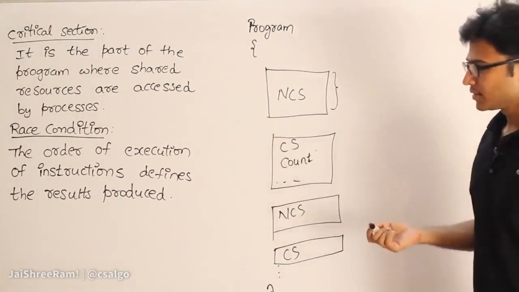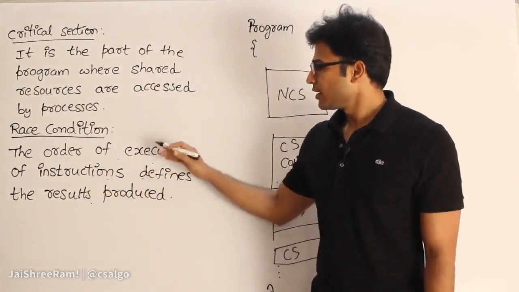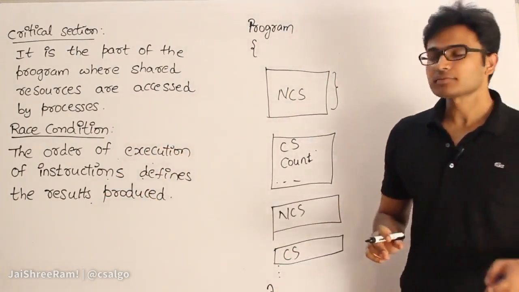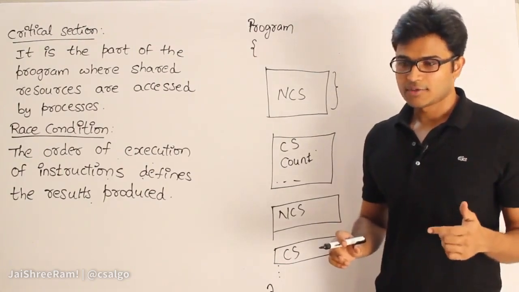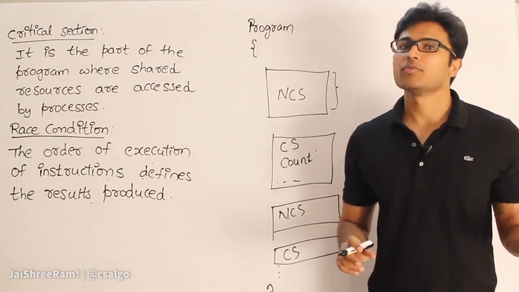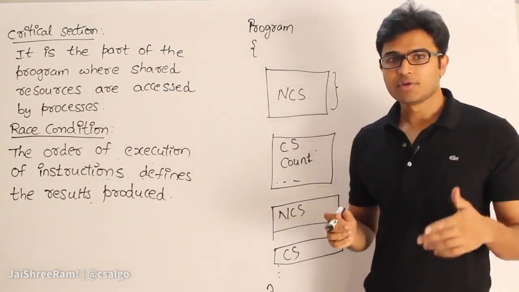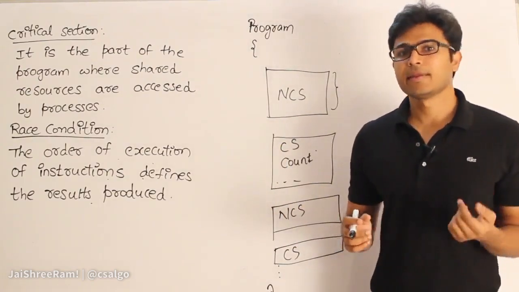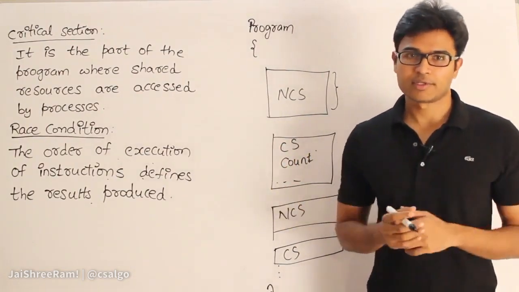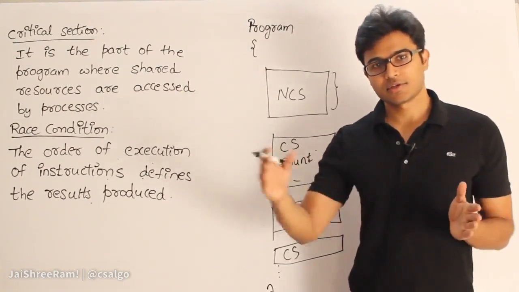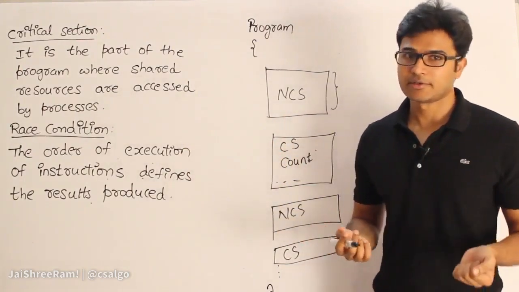So what is race condition? See this. The order of execution of instructions defines the results produced. It is also asked in GATE. The question is like this: what is race condition? Or they ask this: if the speed of the processes defines the output produced. Speed of the process means which process finishes first, right? If the speed of the process defines the output produced, then it is called as race condition. I told you in the previous example, if P1 finishes first, we are going to get some output. If P2 finishes first, we are going to get some other output. That is called as race condition, right?